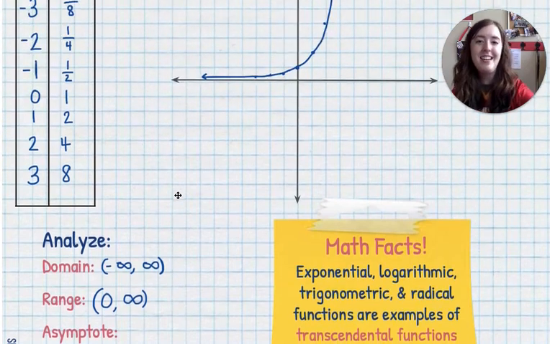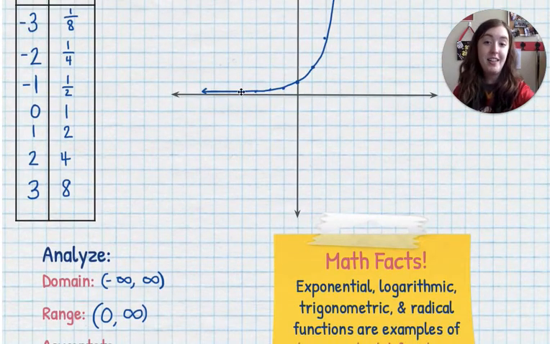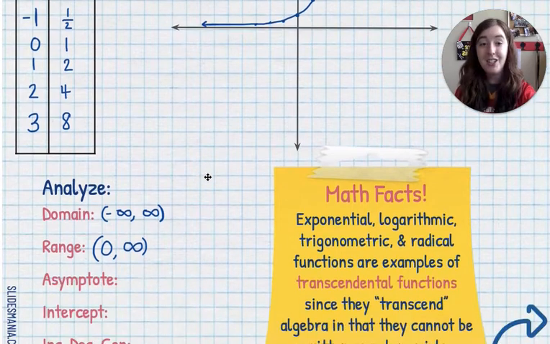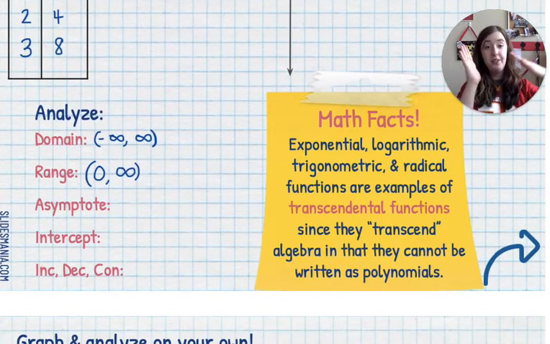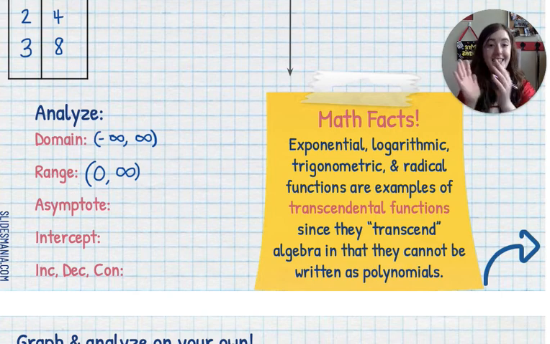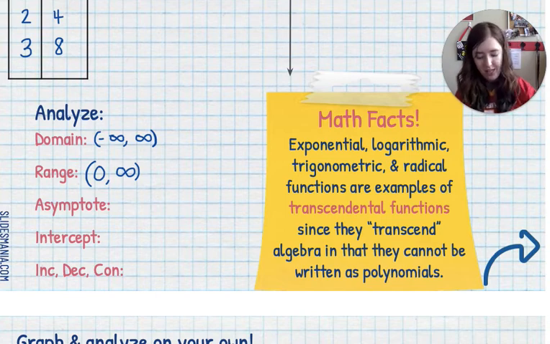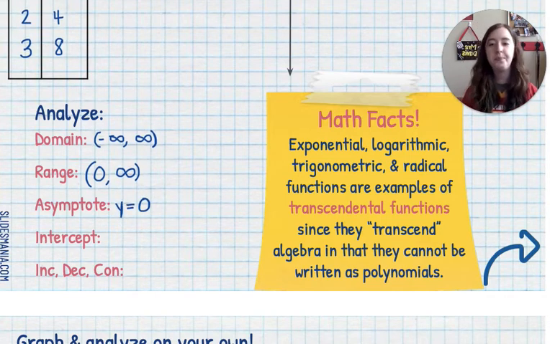Now, like we were talking about, right here the graph is just going to get closer and closer and closer to my y-axis, right? But never actually touch it. When we get closer and closer to something but never actually touch it, that's an asymptote. So I was getting closer and closer to that line, y equals 0. So my asymptote is y equals 0.